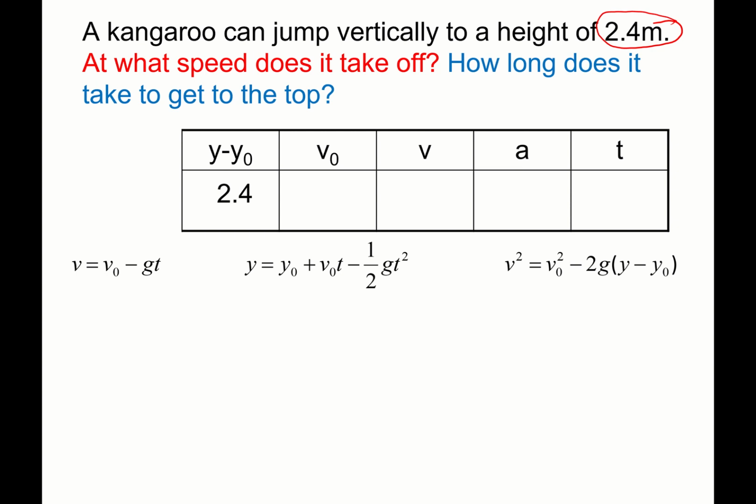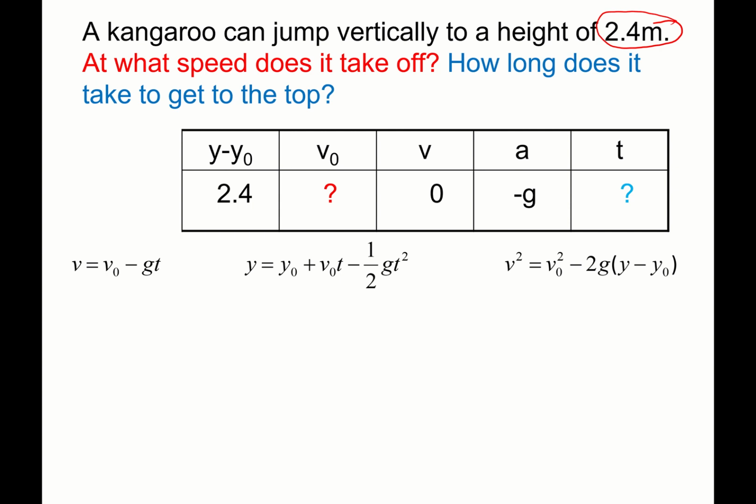At what speed does it take off? So that question in red there, that's asking me what's the initial velocity? And the question in blue is saying how long does it take to get to the top? So how long does it take? That's the time. So it's asking for the time. All right, do we know anything else? Well, if it's moving vertically, we know that the acceleration is minus g. So I can go ahead and put that in. It's minus 9.8. And that's already incorporated into the equation, so I didn't really need to do that. How about the final velocity?